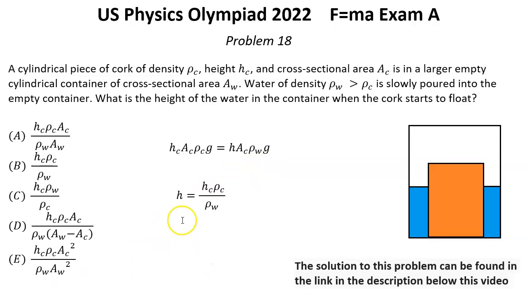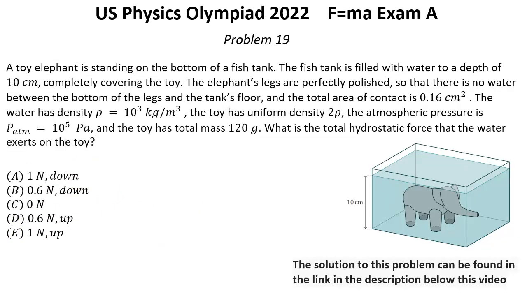So the height of the water must be equal to this expression, which is answer B, and that was the solution for problem number 18. Problem number 19. A toy elephant is standing on the bottom of a fish tank.